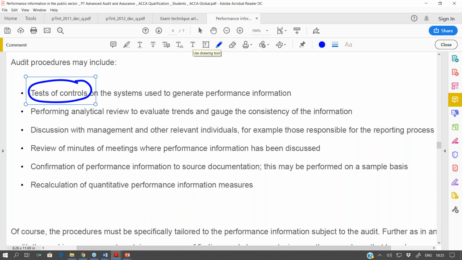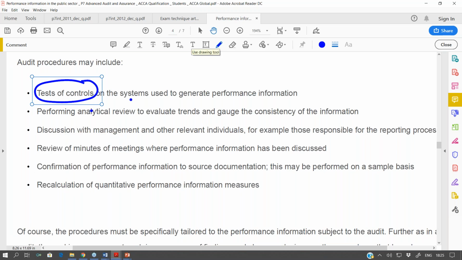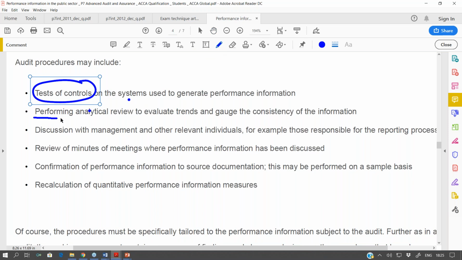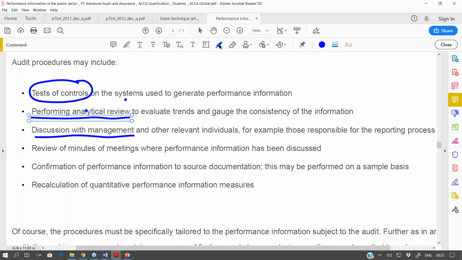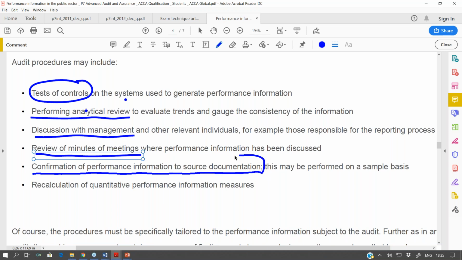Examiner says it includes performing analytical review. Number 2, performing analytical review. Number 3, discussion with management. Number 4, review minutes of the meeting. Number 5, confirmation of performance information to source document.